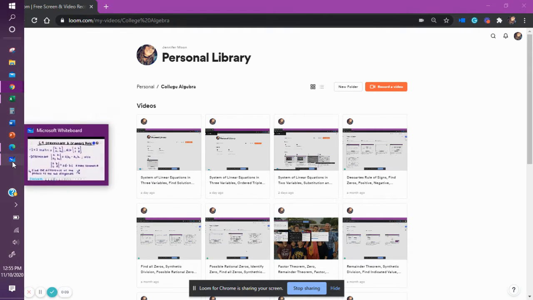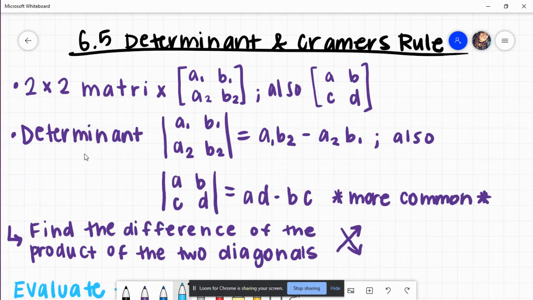Okay, so we are actually going to start 6.5, which is determinant and Cramer's rule. I've got a lot of stuff written right here. Let's go ahead and just kind of read over it.